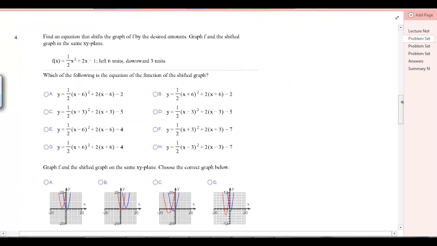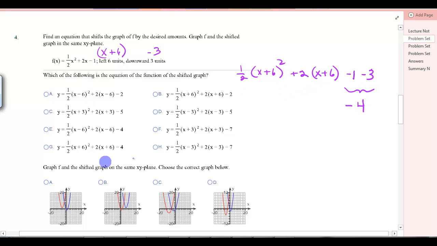All right, number 4. Left 6. So that's going to be x plus 6. And down 3, that's going to be a minus 3. So we've got 1/2 times x plus 6 squared, I'm just plugging in, plus 2 times x plus 6, and then I've got -1 minus 3. All right, and so this -1 minus 3 gives us a -4.